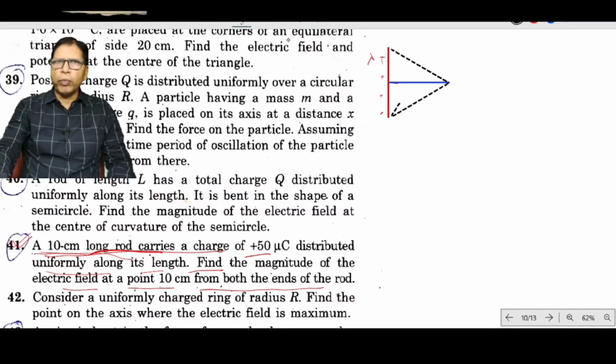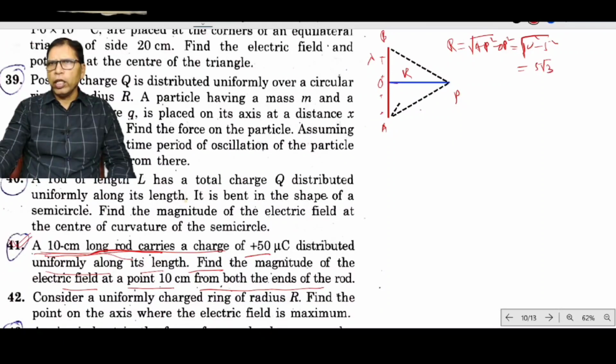Therefore, the distance of this point from the midpoint, P equals this distance, capital R, this is the root of 10 square minus 5 square. So capital R is equal to, suppose this end is A and this end is B, and this is the midpoint O. So look at this, it is AP square minus OP square. So look at this, it is the root of 10 square minus 5 square. So this is 5 root 3 centimeter. Therefore, this is 5 root 3 by 100 meter.